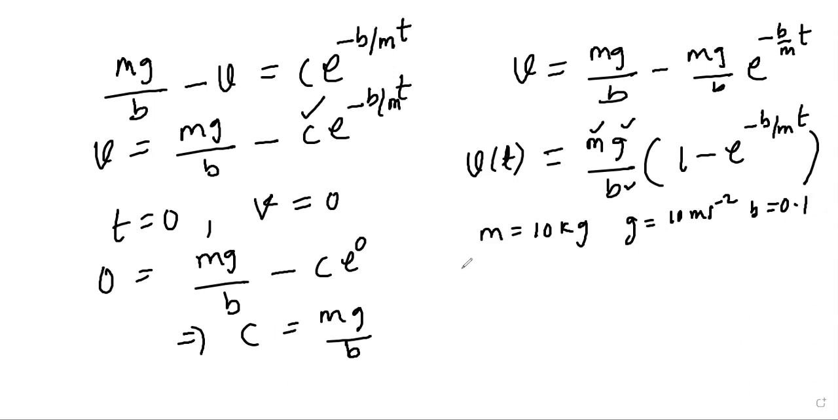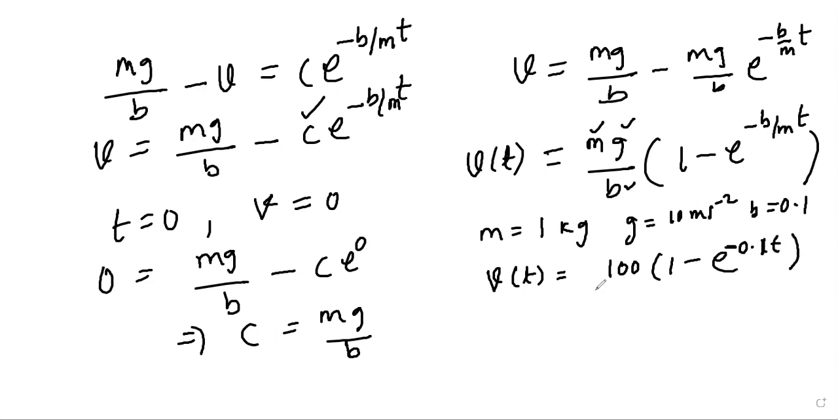These values I'm just randomly writing. Velocity is a function. If you write 10 times 10, that is 100. Let us make it 1 kg just for simplicity. So 1 into 10 divided by 0.1, so you got 100. And 1 minus e to the power minus b by m, that is 0.1 divided by m, which is 1, so 0.1 with a negative sign, and t.